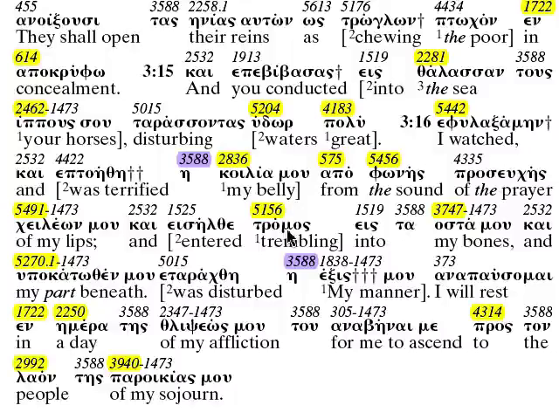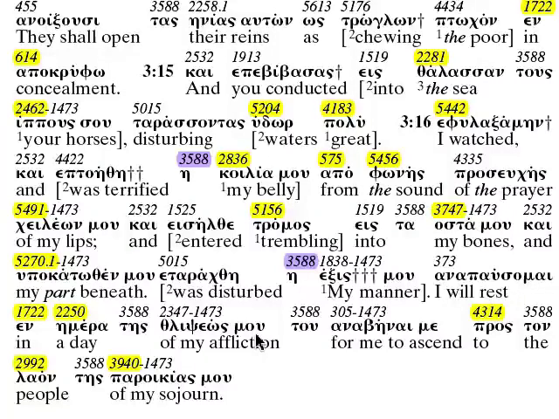And trembling, tromos. Tromometer is an instrument that measures tremors. And trembling entered into my osta, my bones. Osteopath, person that treats the bones. Osteoporosis, osta. And my part beneath, ipokatothen. Ipo is under, hypo, and kato also is under, my underneath part. My manner was disturbed. I will rest in a day, ephemeral is the derivative, in the day of my affliction.